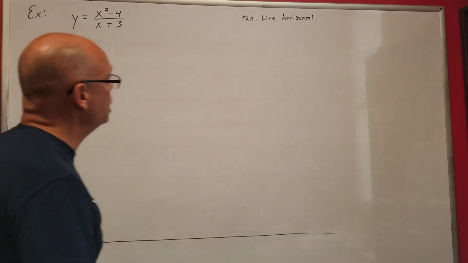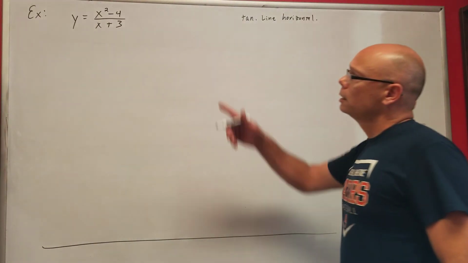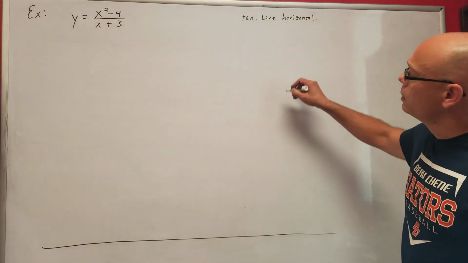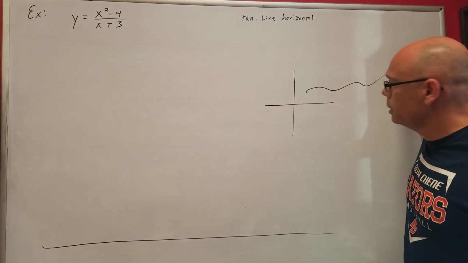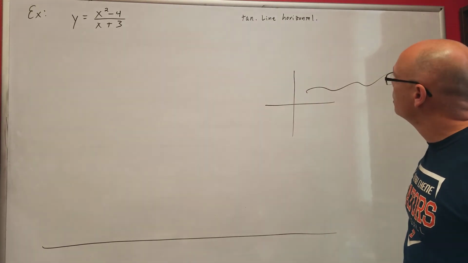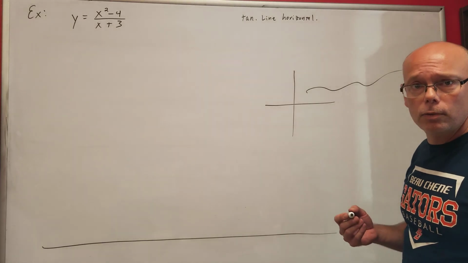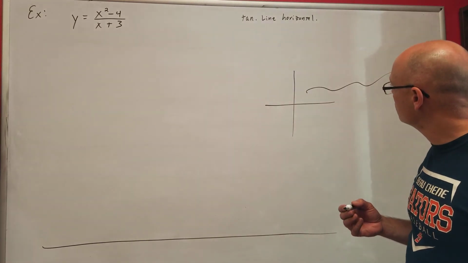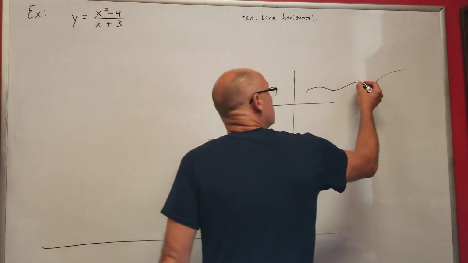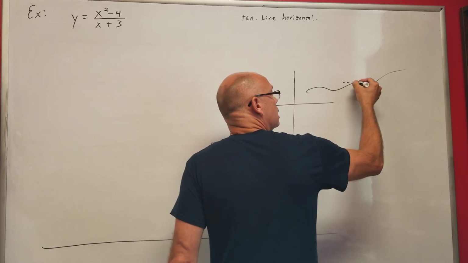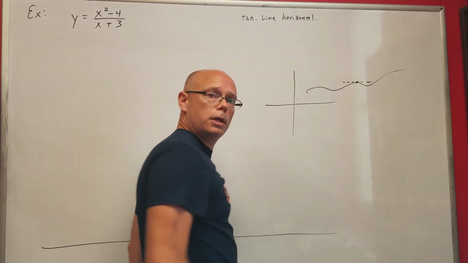Alright, so what does that mean? There's some kind of curve, y is equal to that stuff. Just any old curve. Think of any old curve. What am I looking for if I'm looking for where the tangent line is horizontal? I'm looking for where my tangent line has a slope of 0, right?